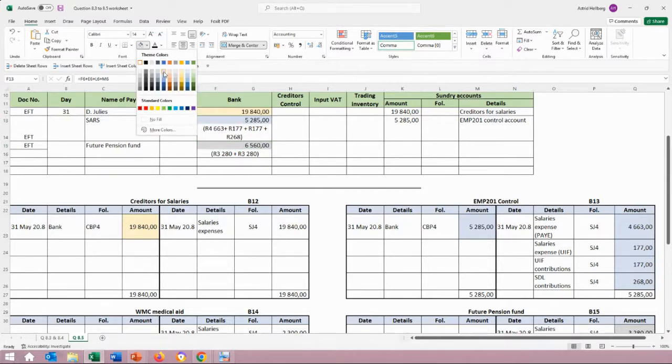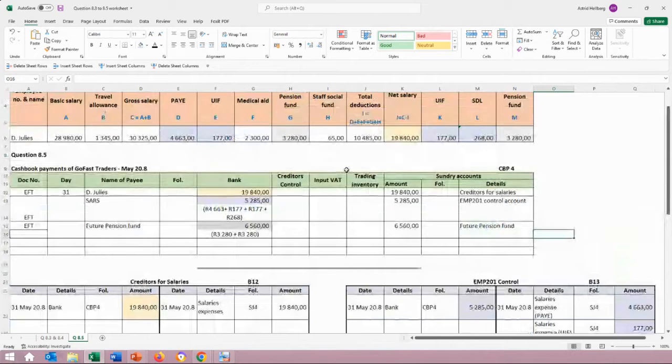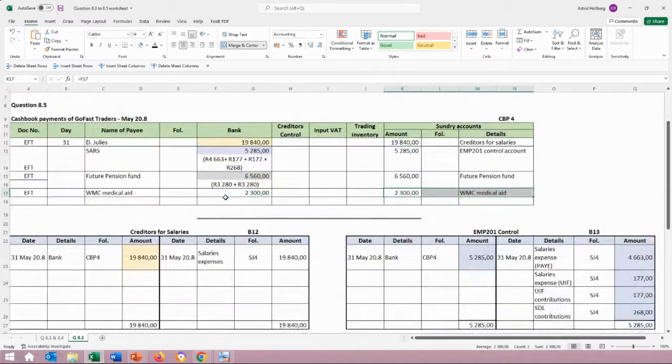We just make this. And because we do not have an account for it there, we would put it under our sundry accounts. Then the next thing we have to pay is our medical aid. It's also an EFT payment. The medical aid is 2,300 Rand. And we also take it to sundry accounts, to the medical aid account.